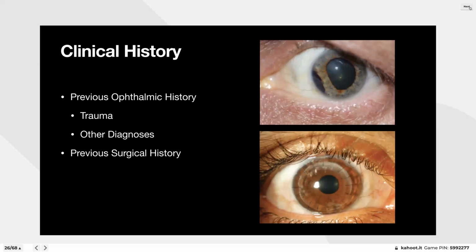Clinical history should always include an assessment of previous eye history, either previous traumas or other diagnoses. So in our first picture here, we see what's called an iridodialysis. That's where the iris has been pulled off one section of where it inserts, typically due to blunt trauma. And in the second picture we see a previous surgery, specifically what's called a penetrating keratoplasty. So that's a full thickness corneal transplant. Both of these conditions, as is the case with any previous eye history and any previous eye surgery, put patients at increased risk of developing glaucoma.